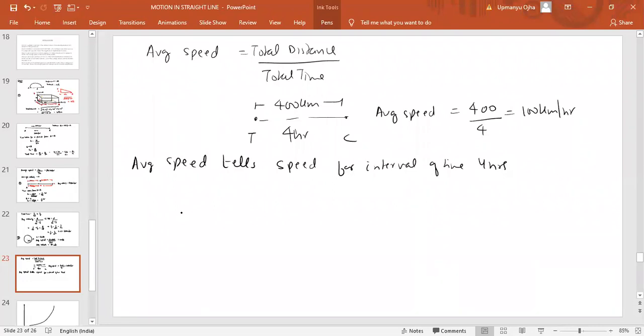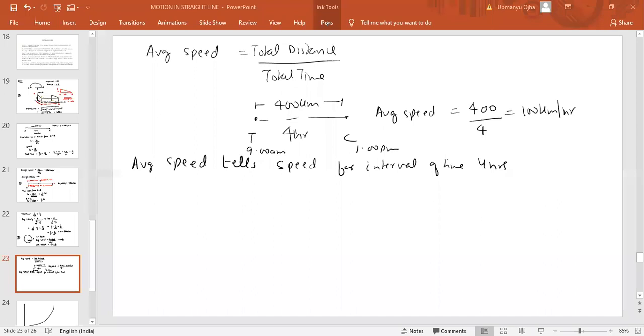Like, I can give you one example: you started from Trichy at 9 a.m. and you reach Chennai at 1 p.m. Now average speed will tell us that the average speed of this whole journey is 100 kilometer per hour, but it will not tell us what was the speed of the body when the time was 11 a.m. or 12 p.m. We don't know that, but we can guess that the average speed of the body would have been 100 kilometer per hour.